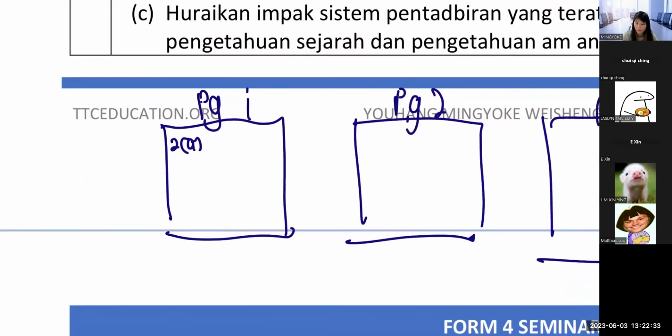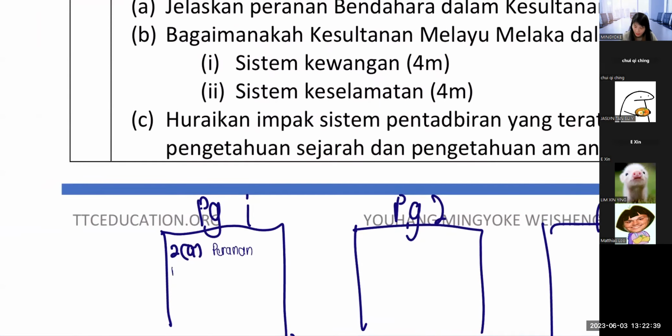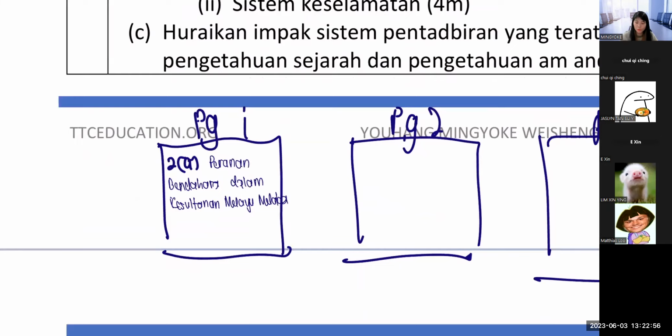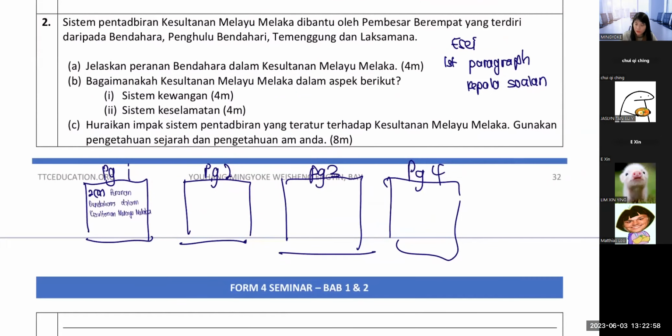You have to start with, for example, peranan bendahara dalam Kesultanan Melayu Melaka. Okay, then you start your answer. Then only you start your answer. Sorry. Okay? Understand? Can?